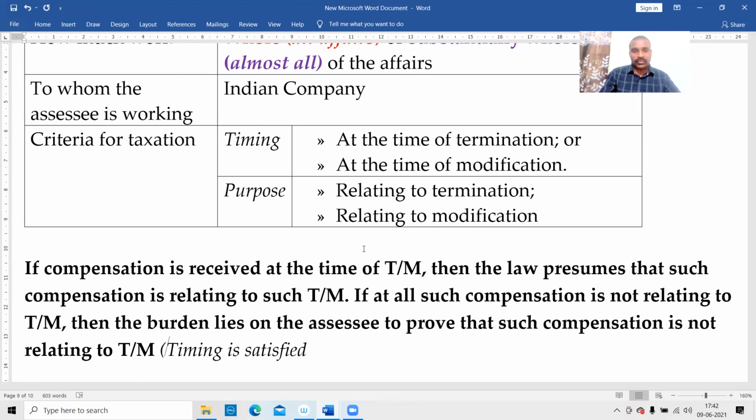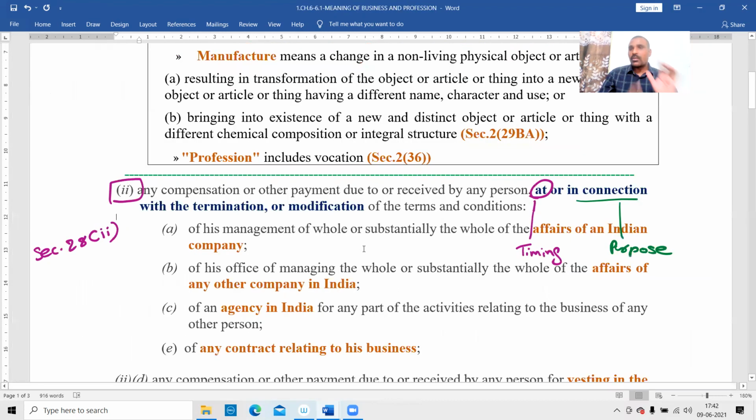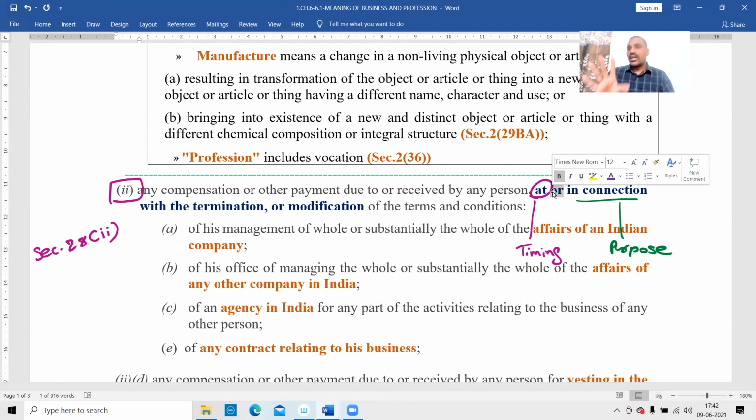If timing is satisfied, why I am explaining means because normally people will get confused by this word called 'or'. By using this word 'or', people will think either timing is satisfied or purpose is satisfied, even if one is satisfied, it is taxable. No, that is not like that. It is an income tax act. It is not that everybody who knows basic English can read and understand this act. No, it is not so easy to understand. Anyone who knows English can say 'or' means either of the one condition. No, not like that. Okay, that's why I'm explaining.